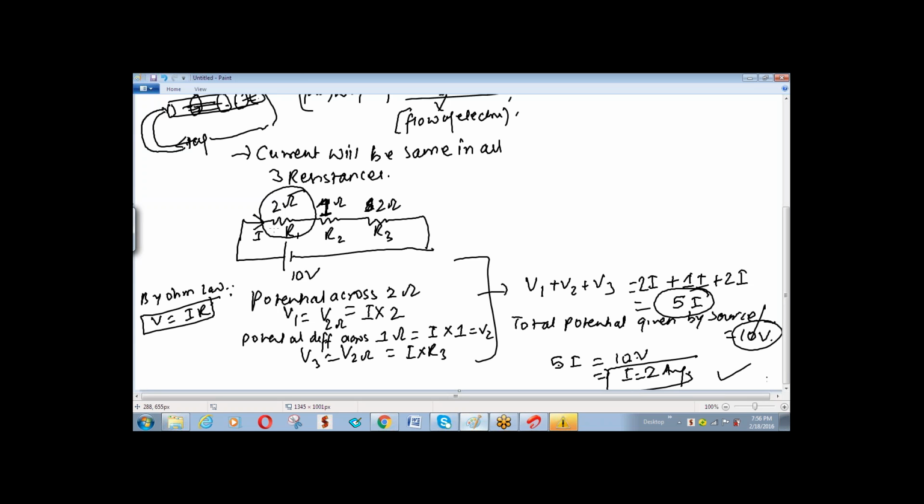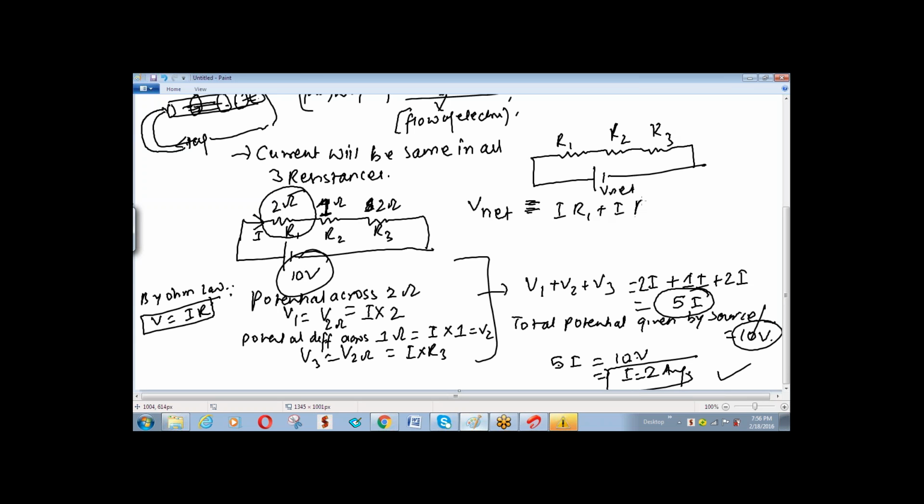Right. Now I'm trying to generalize it. Let's suppose we don't know the value of resistance. I want to derive a formula. What could I have done? V net, that is the net potential supplied by the battery. Let's draw a diagram. This is your V net, and this is R1, R2, R3. I should have said I into R1 plus I into R2 plus I into R3.